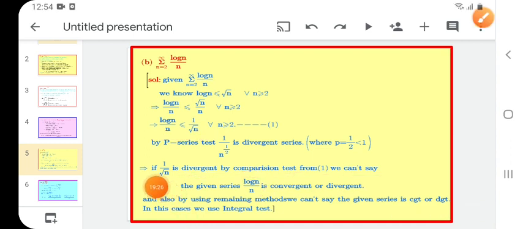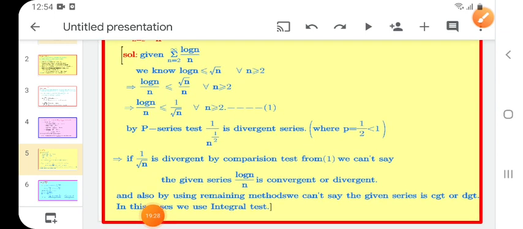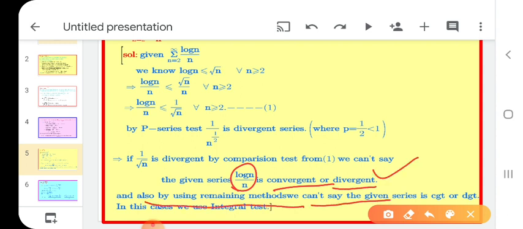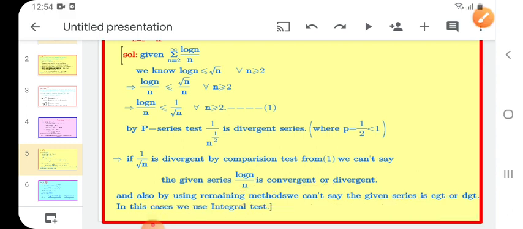If the relation were greater than or equal to, instead of less than or equal to, we could say log n by n is also divergent. But here we have less than or equal to. So we can't say log n by n is convergent or divergent. And by using the remaining methods also, we can't say whether the given series is convergent or divergent. In these cases, we use the integral test.